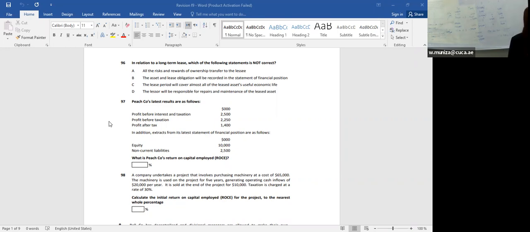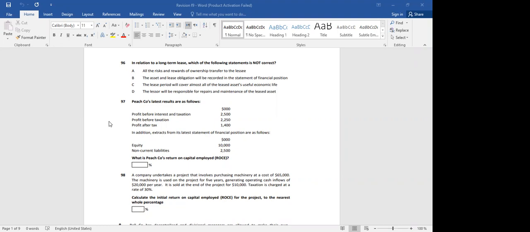Third one, the lease period will cover almost all of the leased asset's useful economic life. This is again correct. Most of the useful life of the asset will be covered by the lease. The last one, the lessor will be responsible for repair and maintenance of the leased asset. This is wrong. Who is responsible? The lessee. Yes.